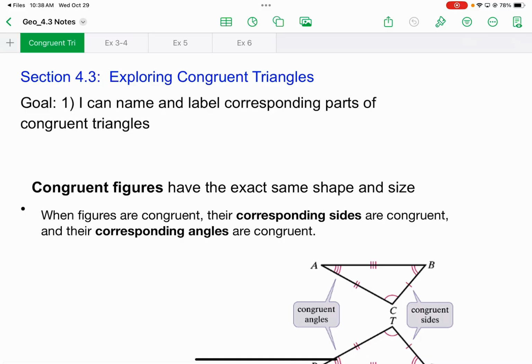Let me take attendance. Are we missing anyone? I see all your smiling faces.